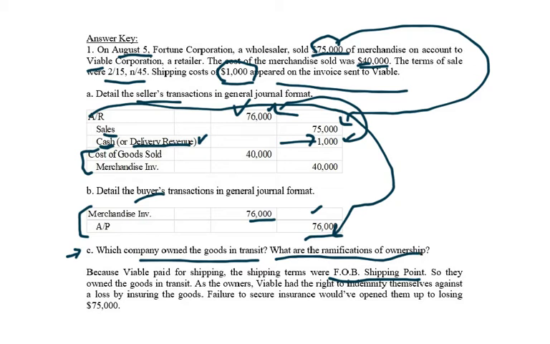Being the owner means that what? They have the right to indemnify themselves against a loss by insuring the goods, meaning they have that insurable interest I talked about. If they failed to do that, they would open them up to losing the $75,000, meaning if they got lost in transit, it was nobody's fault, they would still have to pay Fortune Company Corporation the full amount. That would be the reality of it.